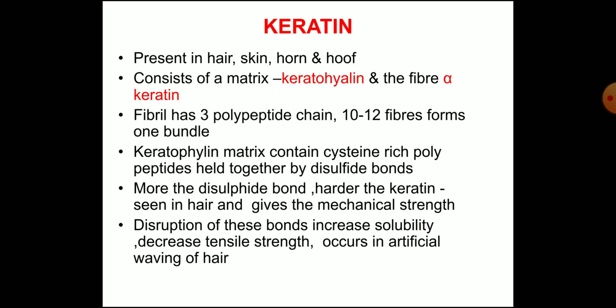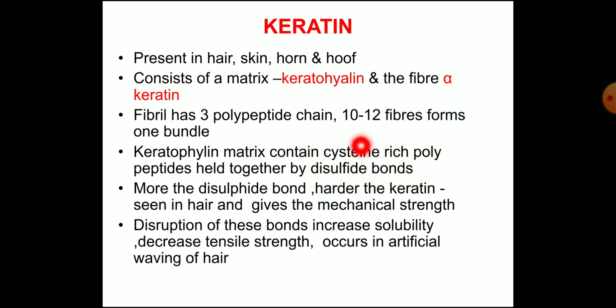Now what is keratin? Keratin is present in the hair, skin, horn and hoof, and it consists of a matrix, keratohyalin, and the fiber is alpha keratin. The fibril has 3 polypeptide chains and 10 to 12 fibers form one bundle. Just like collagen, there are 3 polypeptide chains together forming the fibril, and about 10 to 12 fibrils form one bundle.